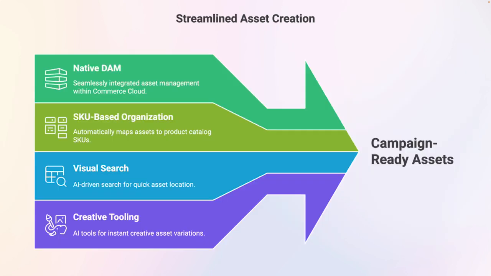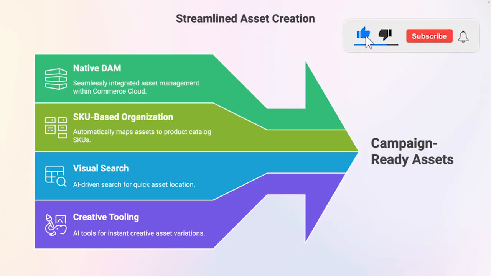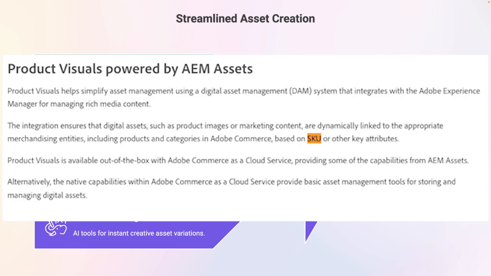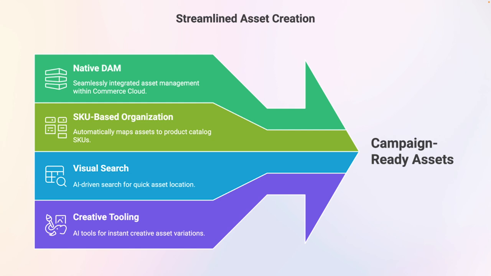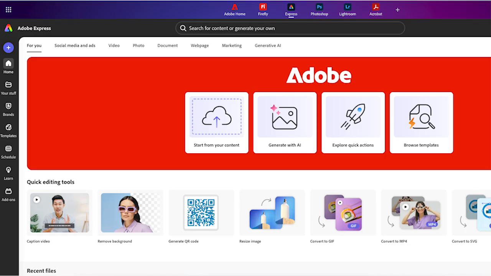Now let's talk about the innovation highlights on digital asset management. Native DAM built into Commerce Cloud. Merchants don't need to rely on external integration anymore. A fully native DAM is available right within Commerce Cloud. SKU-based asset organization. Every product image, video, or any asset you create, you can tag to a SKU, making catalog management seamless. You can use visual search to quickly find assets in your DAM. You can use Adobe Firefly and Adobe Express to generate new content and new variations of the content through prompts, using prompt engineering.